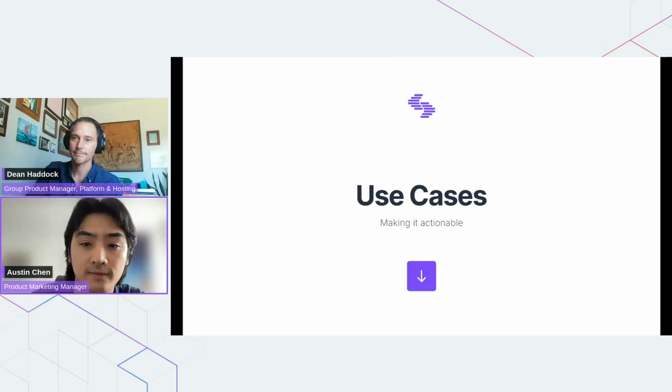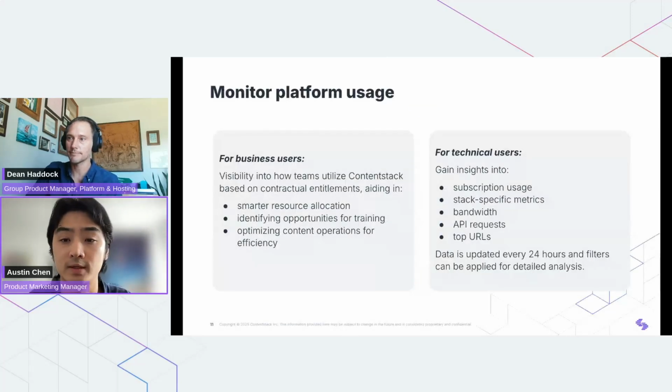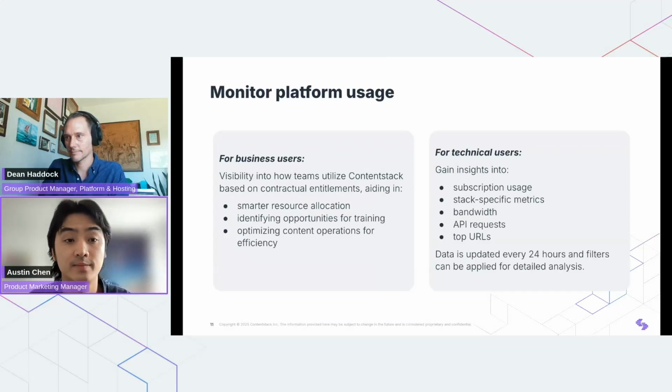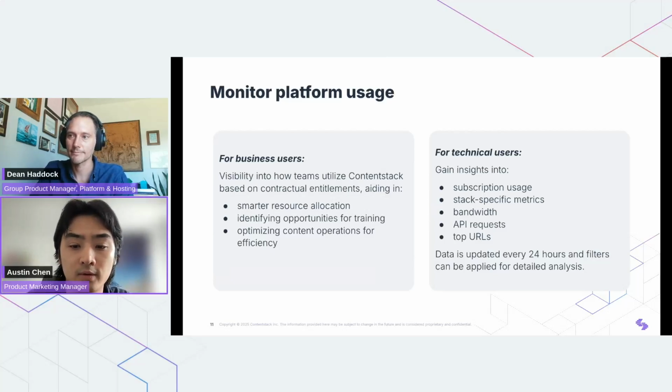actionable. So first one is around monitoring platform usage. So for business users on the left here, could be our content editors, content managers, giving that visibility into how their teams are utilizing Contentstack based on contractual entitlements. So this would help in smarter resource allocation, so specifically around preventing limits or overages, identifying opportunities for training. So this could be if a certain user in your org is struggling to take certain actions in the product, this would be probably a good way to identify if they need additional enablement or assistance.